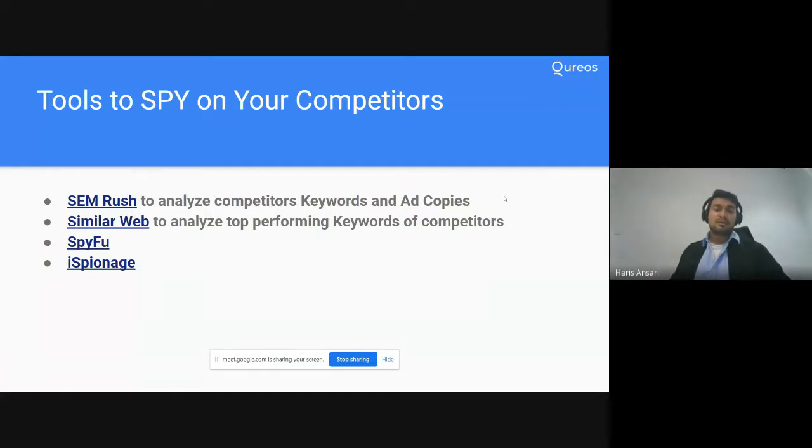It will give you a good result if you're running high budget campaigns and you don't really have time to go through all the process which we have done previously in the slides. But if you're running a small campaign with a small budget, honestly, I don't recommend using a third-party platform to spy on your competitors.